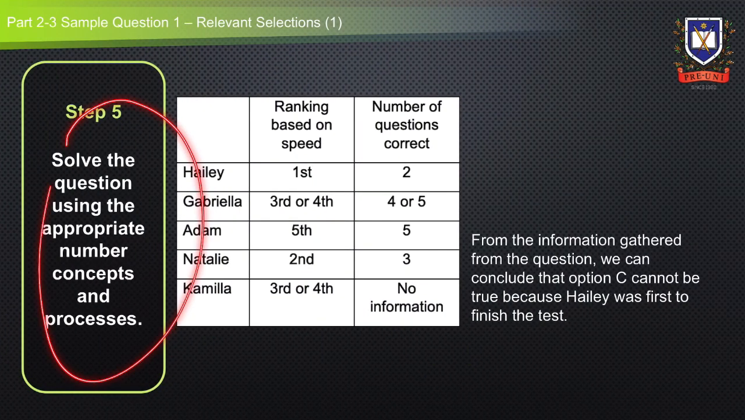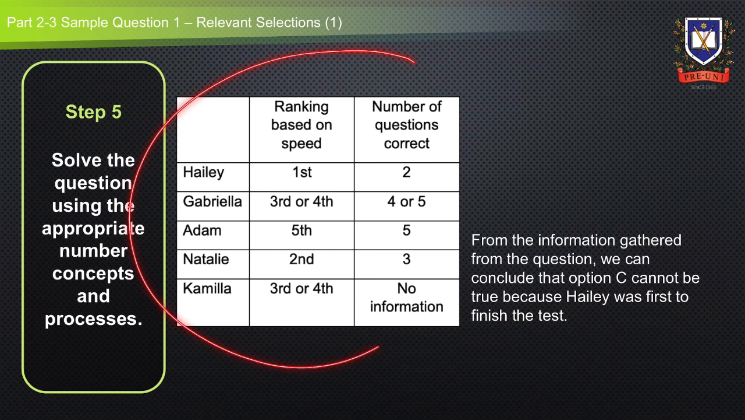Step 5 is where we solve the question using the appropriate number concepts and processes. Placing the information into a table, we can conclude that option C cannot be true because Haley was first to finish in the test.